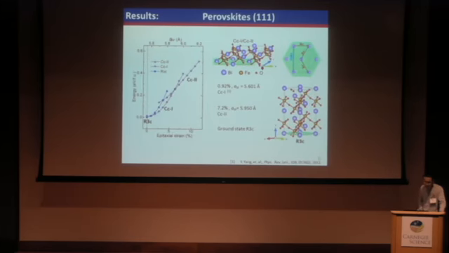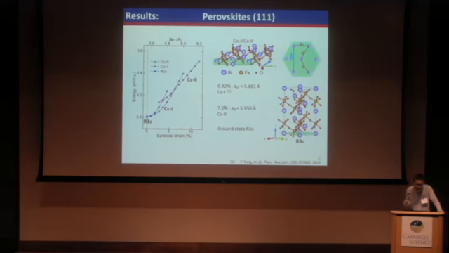First, let's look at the perovskite phases. At zero strain, since it's the (111) substrate, it's R3. No wonder it's R3.